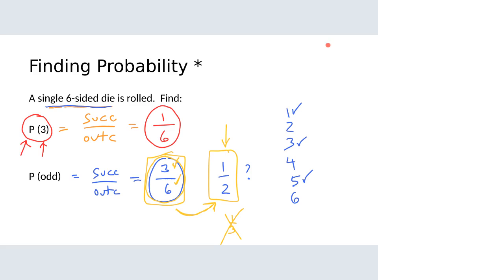Yeah, so both answers would be listed as correct answers. 3/6 would be listed as correct, 1/2 would be listed as correct, so you'd get credit for either one. Great question. Any questions there before we try a couple more dice rolling questions? Okay.